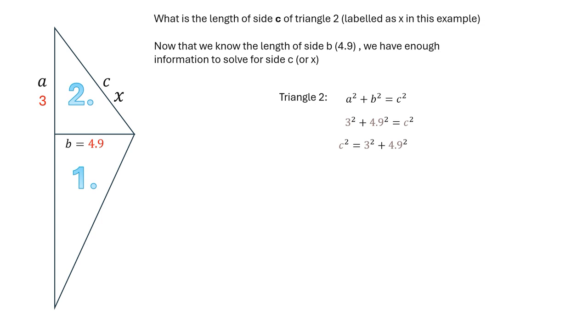C squared equals 3 squared plus 4.9 squared. We've just flipped the equation so that we have c squared on the left-hand side. C squared equals 9 plus 24.01. C squared equals 33.01. C therefore equals the square root of 33.01, which happens to be 5.7. Therefore, we can say side C, or X, for triangle 2 has a length of 5.7 meters.